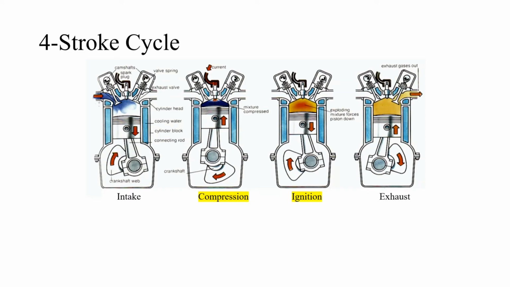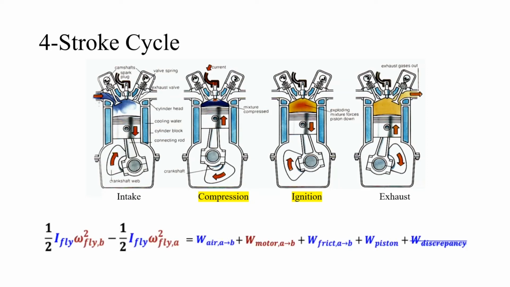So the compression and ignition strokes are the most important when dealing with the air and the work that's done, and that's because that's where the air is actually doing work on the piston itself. All of the work done by external and internal factors can be modeled by this equation, and we can neglect work of the piston and work discrepancy initially because those values are going to be small or negligible in consideration with the other values.